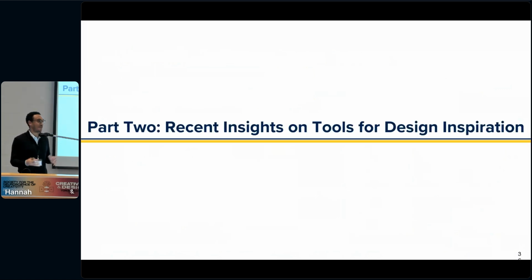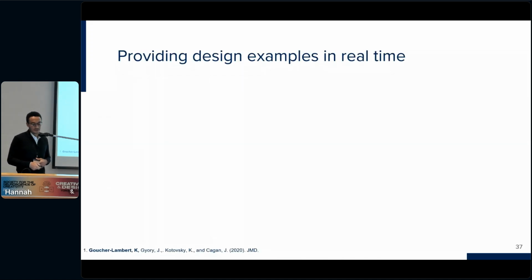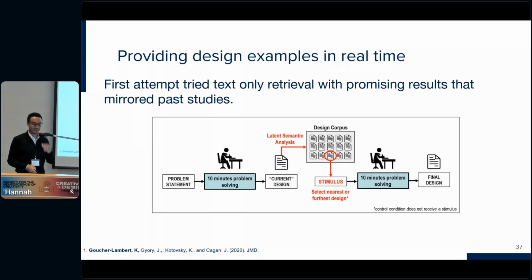So that leads me to the second part of this talk, which is our foray into building some of these tools to assist with the inspiration process during early stage design. The first example of this kind of tool building work that we were doing was trying to provide people relevant examples in real time. Again, this is before large language models, but I think this flow is actually still quite relevant.